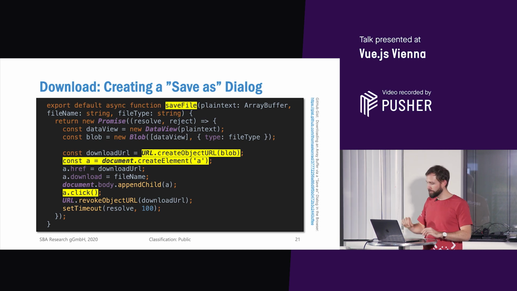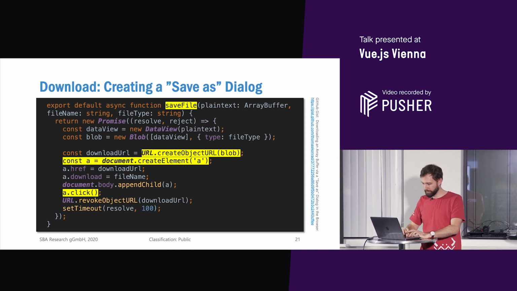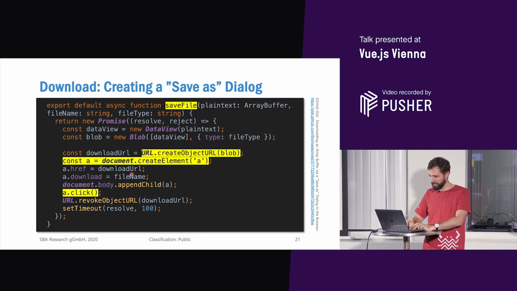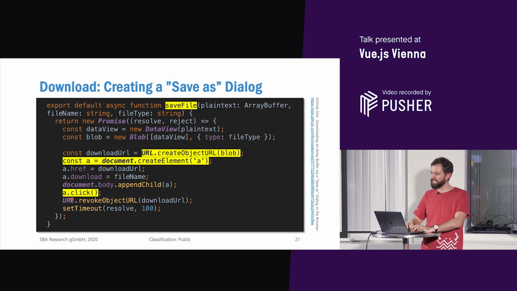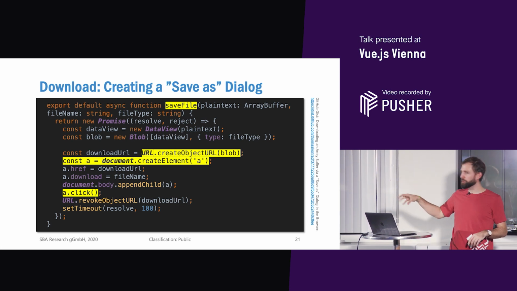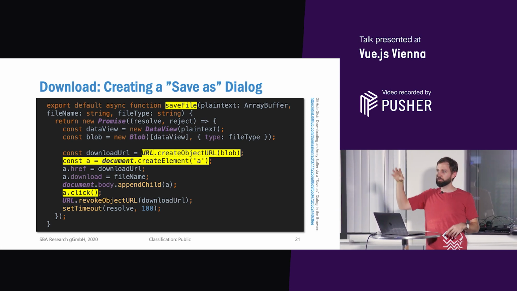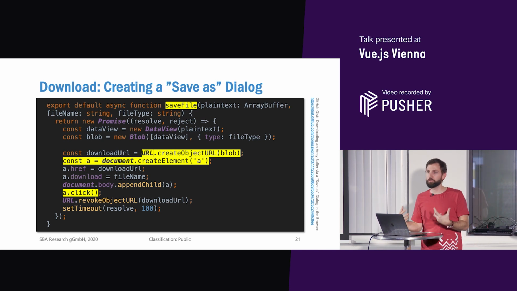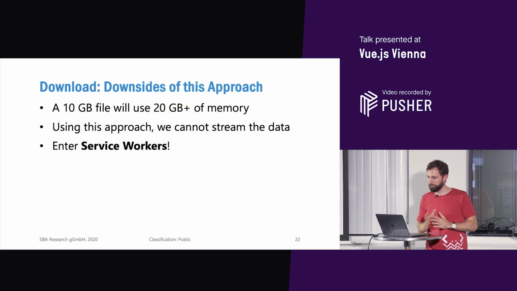Now, that would be the way to have a decrypted byte array, and then you create a link in the DOM like this, append child, and then you click it programmatically. That's really ugly, isn't it? So that would be the way to create a save as dialog in your browser with just a byte array in your memory. But again, this would use a lot of memory for big files. So that's not what we're going to use. Okay. We cannot stream data.